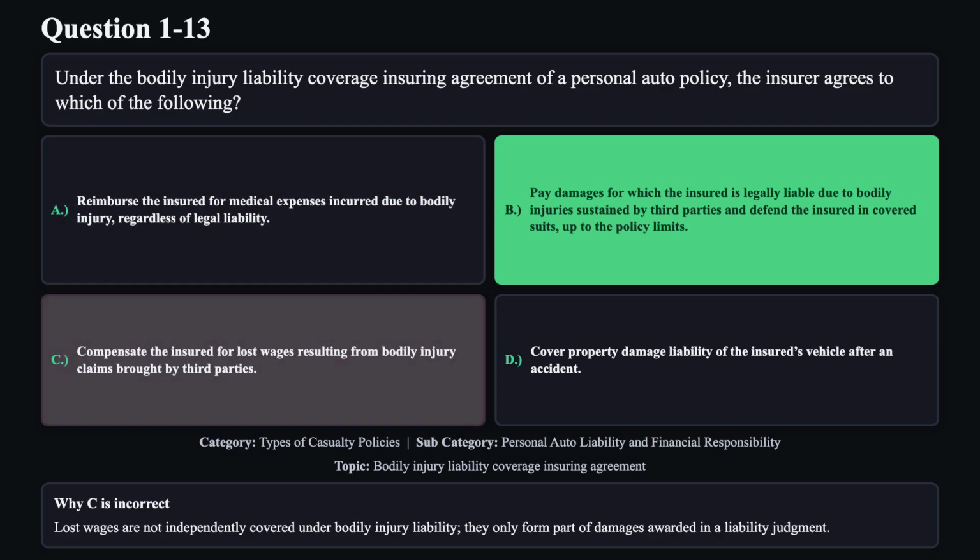Reason C is not correct. Lost wages are not independently covered under bodily injury liability. They only form part of damages awarded in a liability judgment.